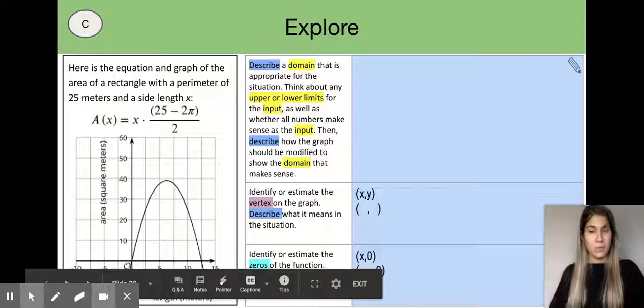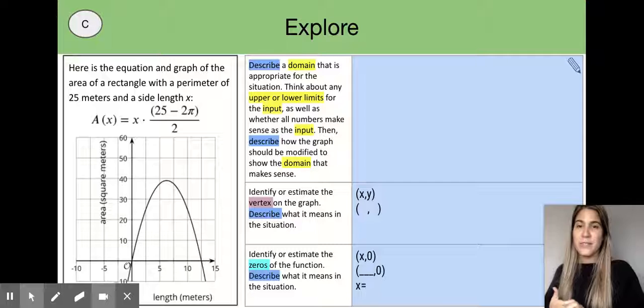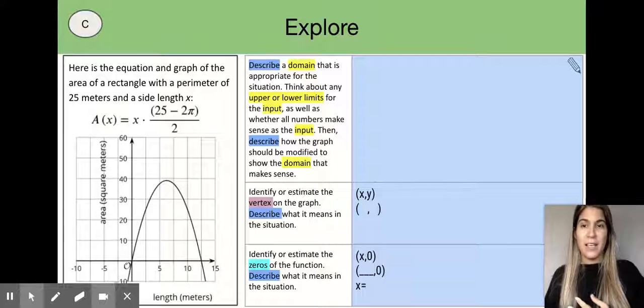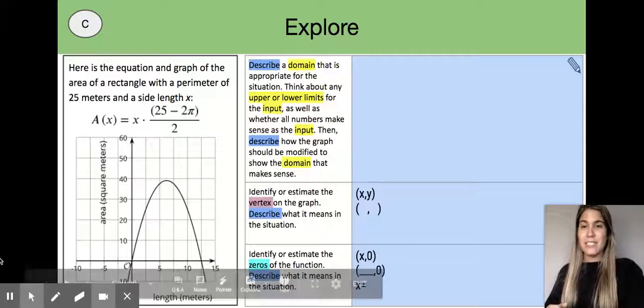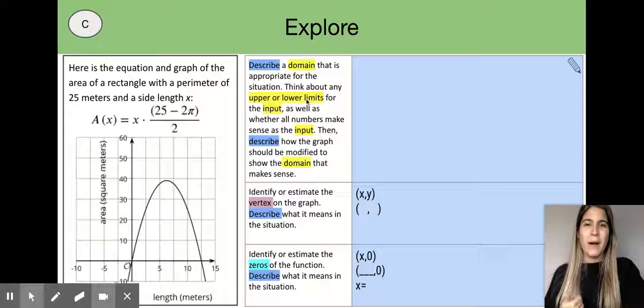So when looking at our explore, you're going to be presented with a series of graphs. And in this one, it says, here is the equation and graph of the area of a rectangle with a perimeter of 25 meters and a side length of x. And it gives us here the function that represents the graph. You will be asked to describe a domain that is appropriate for the situation. Think about any upper or lower limits for the input, as well as whether all numbers make sense as the input. Then describe how the graph should be modified to show the domain that makes sense.